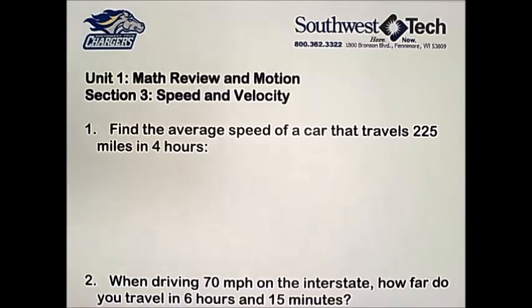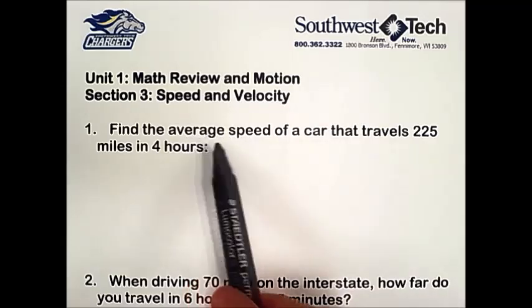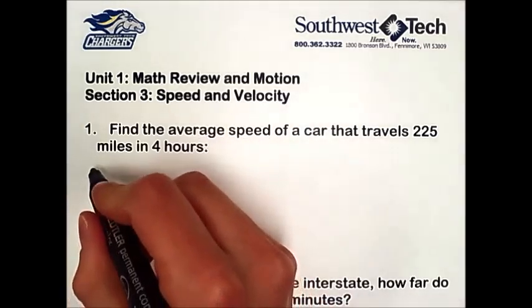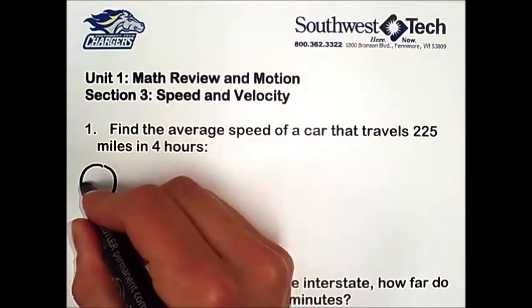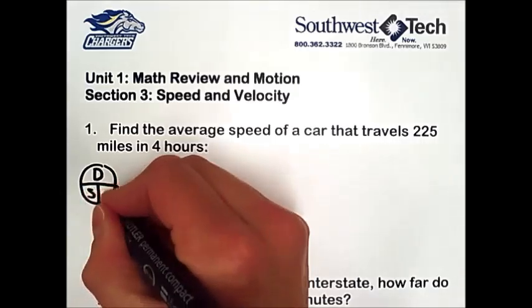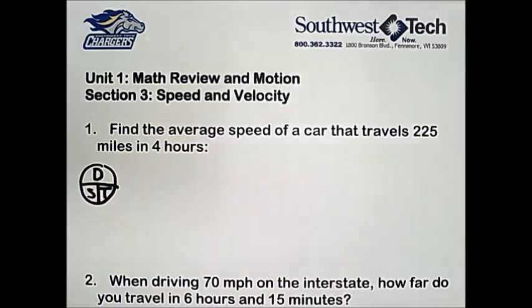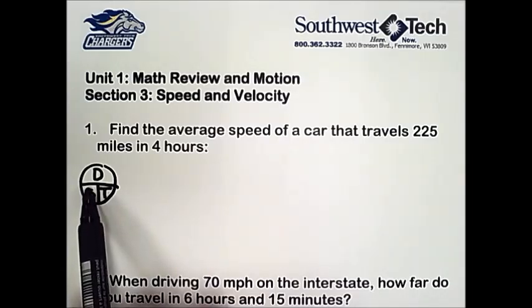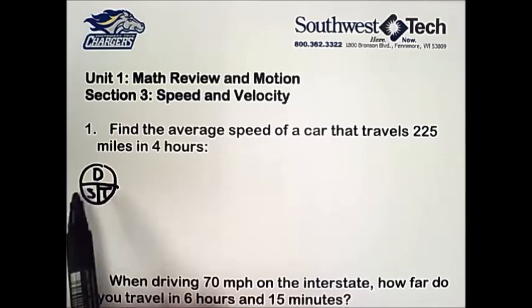So with this problem, we are trying to find the average speed of a car. In order to find speed, we're first going to look at our distance, speed, time formula wheel, because whatever we cover up, that's what we're solving for. So we're covering up speed, and that's equal to distance divided by time.